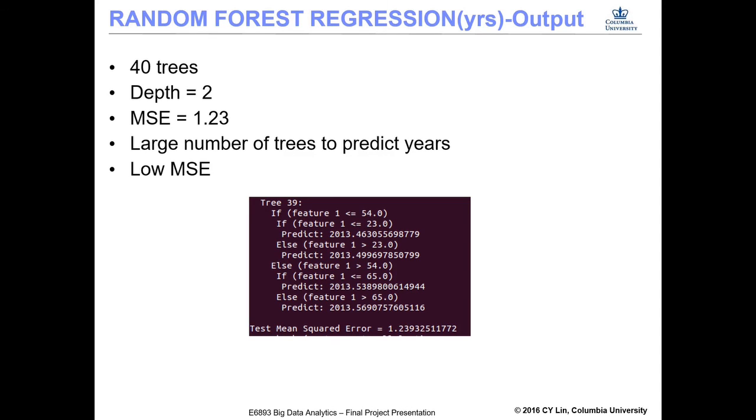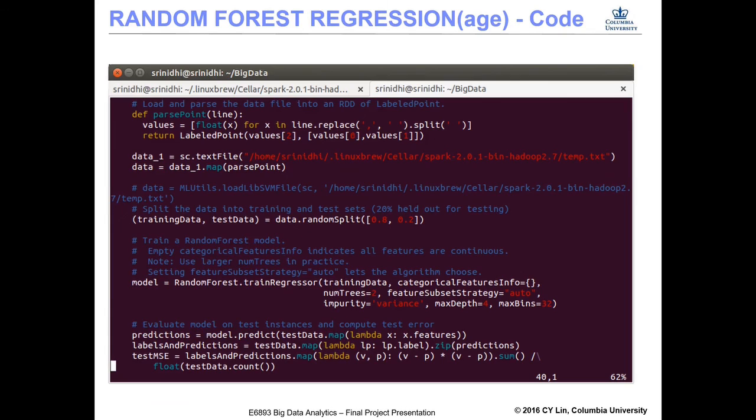Now we'll create a model for predicting the age. As you see over here, the labeled point, the label is going to be the value 2, which is the third field, which is the age field. Then the remaining two fields, year and month, are given as features. Now data is again split into 80% as training data set and 20% for the test data set.